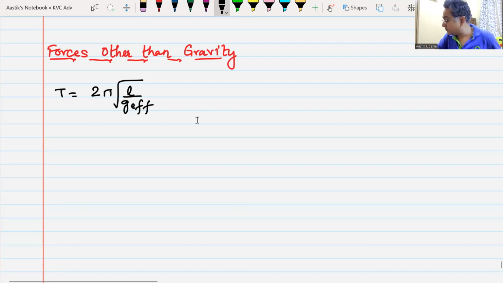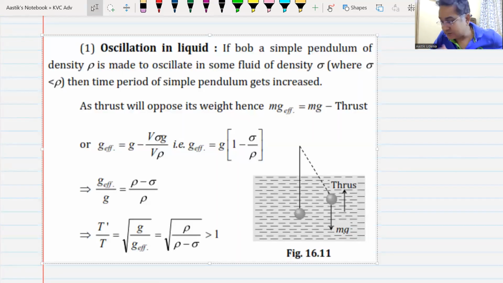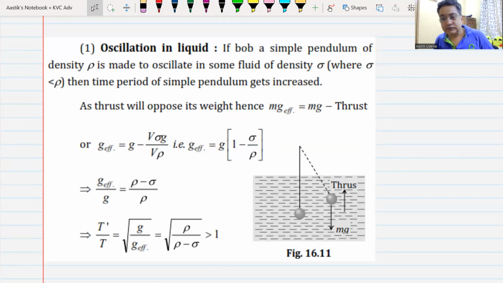For example, if your pendulum is oscillating, you don't have to write everything. If your pendulum is oscillating in a liquid of density sigma, what will happen? Because of this pendulum being in liquid, it will experience an upward force, buoyant force. Yes or no?